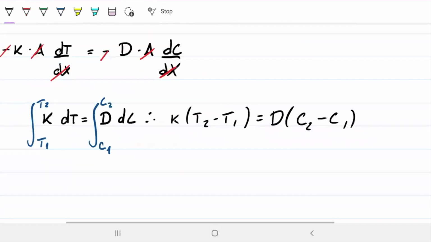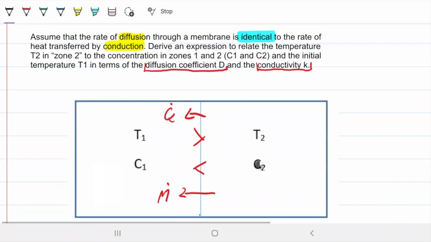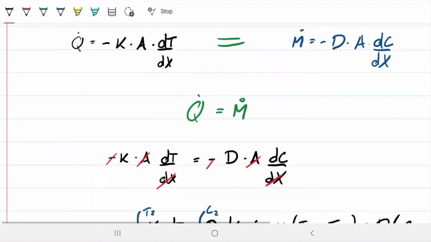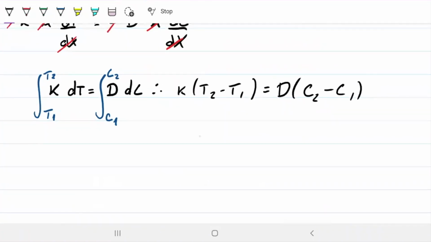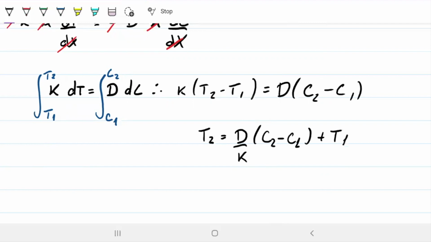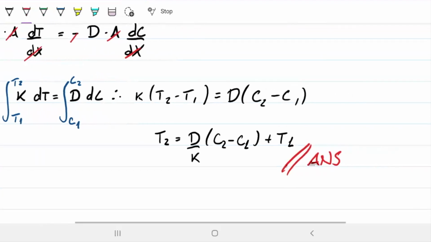And what I want is an equation that relates T2 with respect to the other things. So I need just to solve for T2. So this will be T2 equals, I send the K to divide, so it's going to be D over K, that multiplies the concentration gradient, C1 minus C2, plus T1. And that is the actual relationship we were asked to derive. So it's a very simple problem.